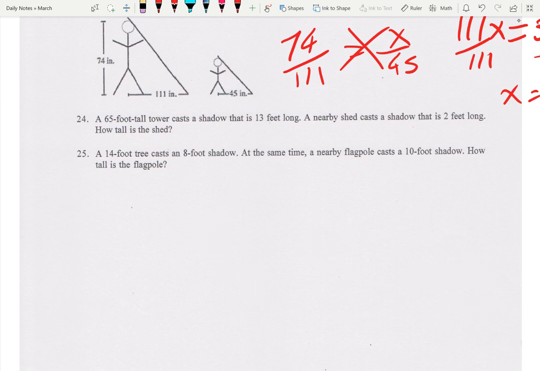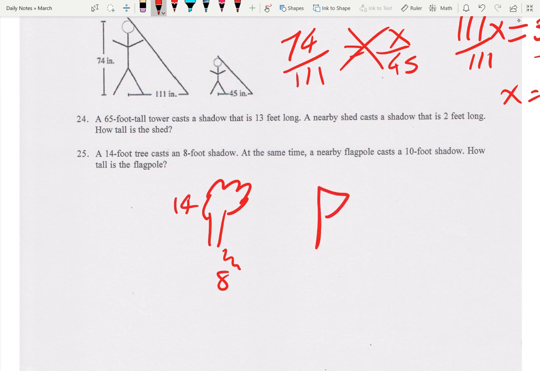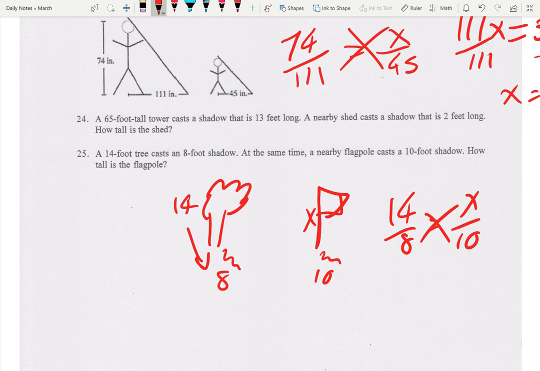And then number 25, one more picture. We have a tree that is 14 feet tall, has an 8-foot shadow, and a flagpole that has a 10-foot shadow. How tall is the flagpole? So again, your ratios, we can say 14 to 8, the height to its shadow, as x is to 10, the height to the shadow. So just cross multiply one more time. That's 8x equal to 140. So then just divide by 8. 140 divided by 8 becomes 17.5. So the height of the flagpole is 17.5 feet.